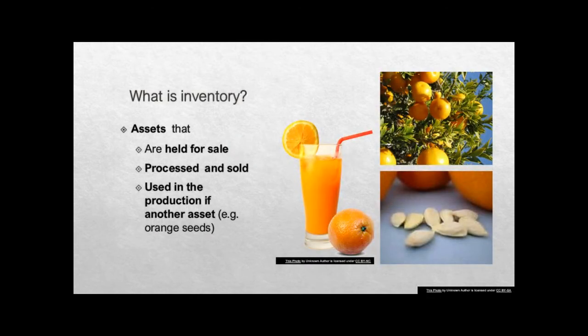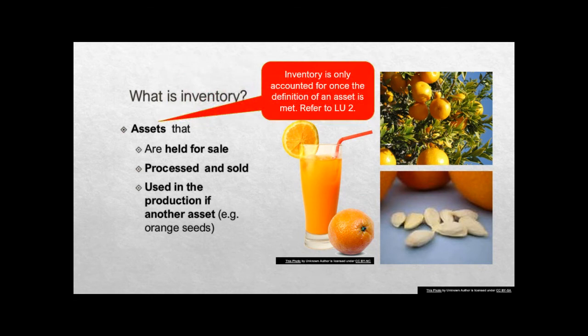Okay, so the first thing is remember the inventory definition. They actually asked this in the test, and most of you only told me that assets are held for sales. Now the other inventory definitions as well is it can also be processed and sold, or it can be used in the production of another asset. So make sure that you at least go revise the inventory definition in case they decide to ask it again, because that was very poorly answered in the test. So this was in Learning Unit 2. This is where the definition could be found.